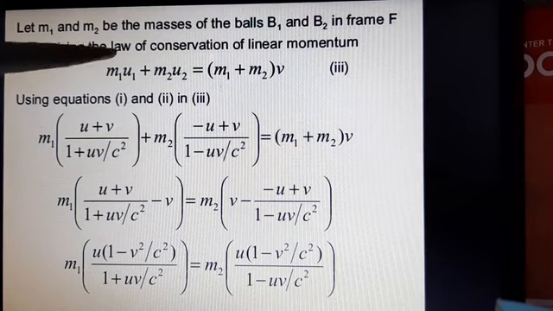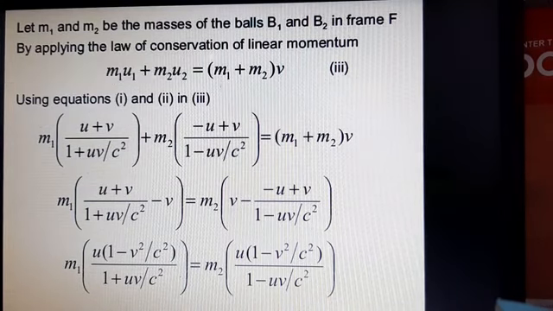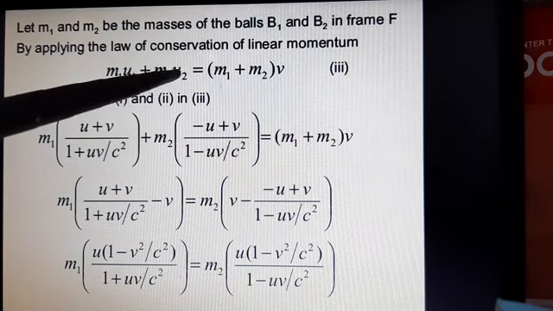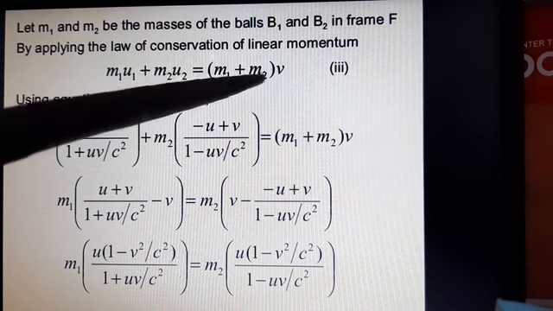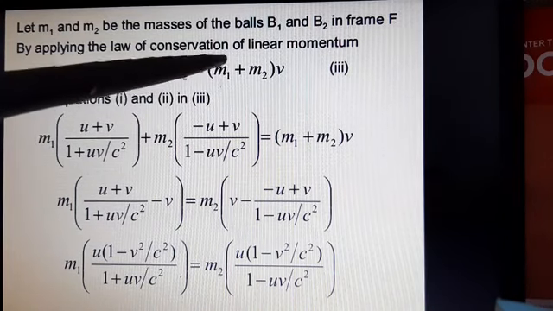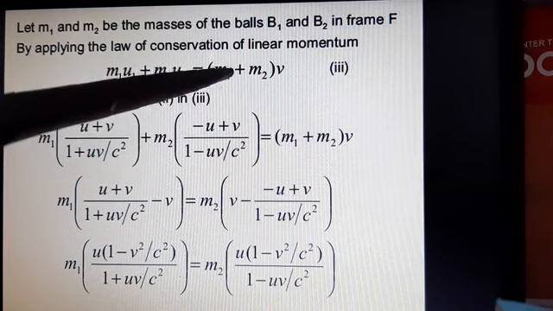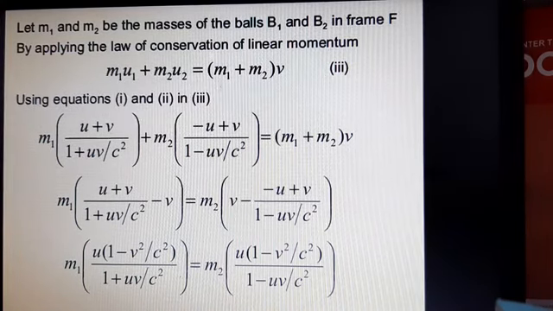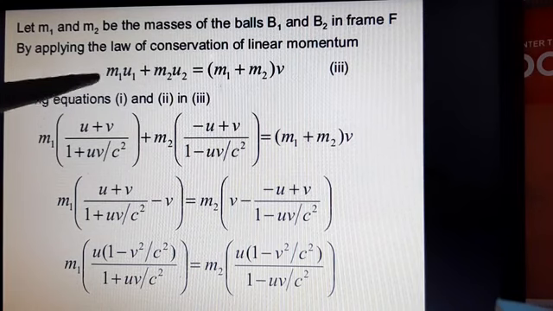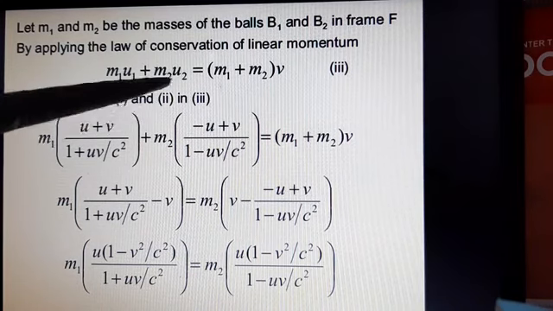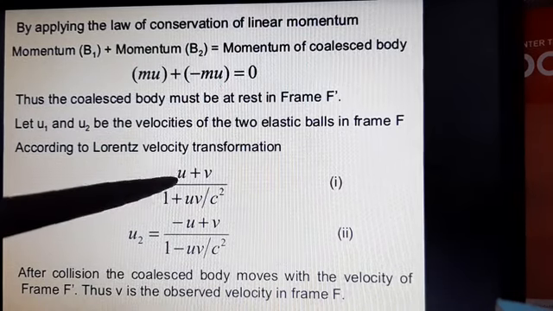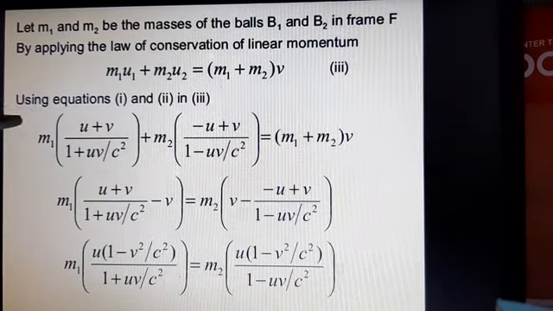By applying the law of conservation of linear momentum, again, the momentum of the first particle, M1 U1, plus the momentum of the second particle, M2 U2, is equal to the momentum of the coalesced body, that is the total mass M1 plus M2 of the two balls, with velocity V. So this is with respect to frame F. Using the first and second equations in the third, putting them in the first equation, we will get this equation.